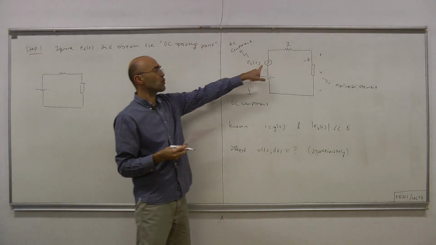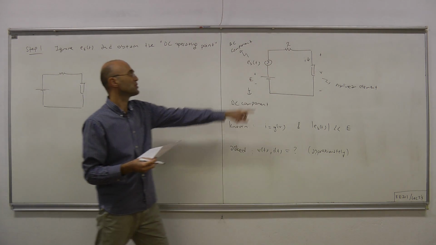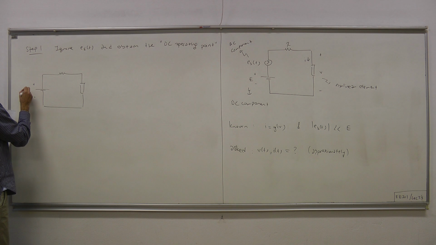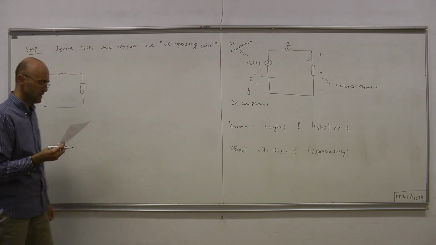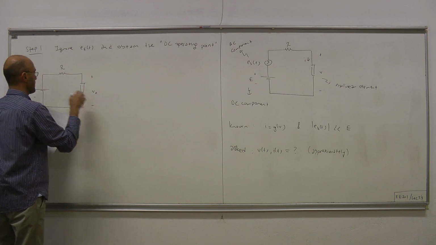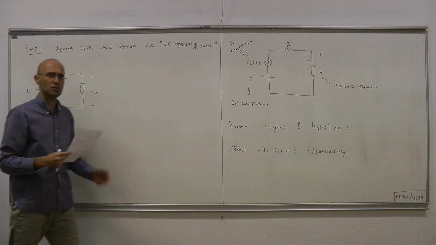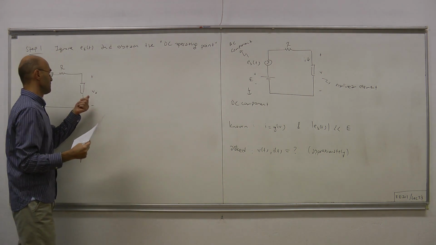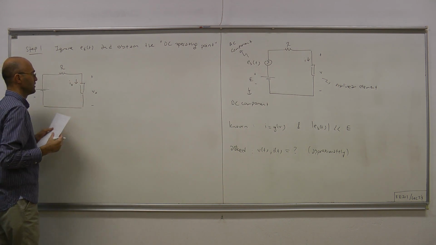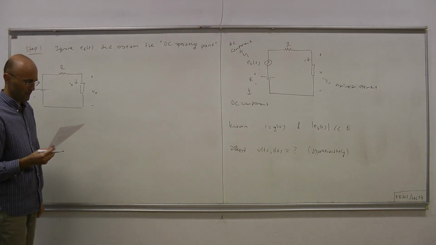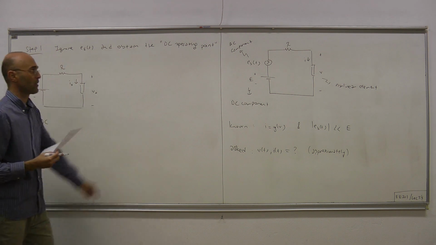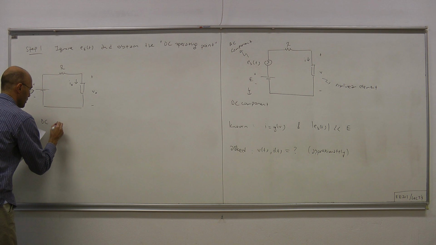Ignoring the AC component means killing it, which means replacing it with a short circuit. And once that's done, what we're left with is this constant voltage source E, the DC component. We have the LTI resistor here, and because the input is constant, the voltage and current of the nonlinear element are also constant, and those constants we denote by I0 and V0. So this circuit is what we're going to call the DC circuit for this problem.